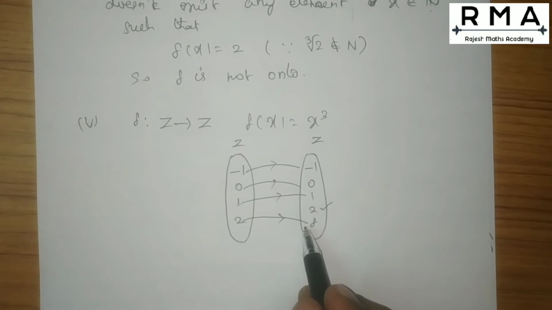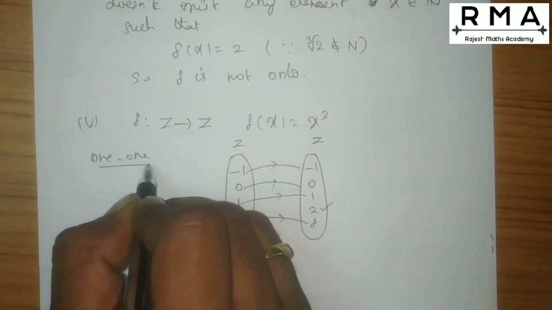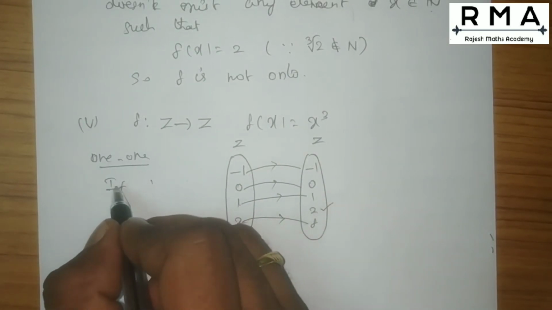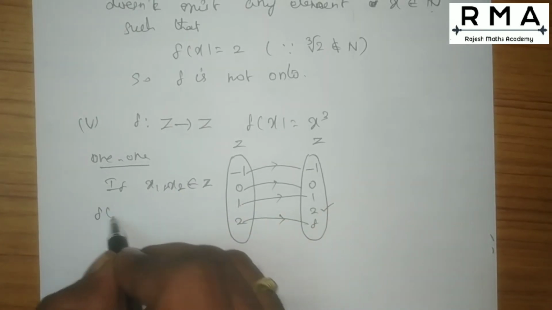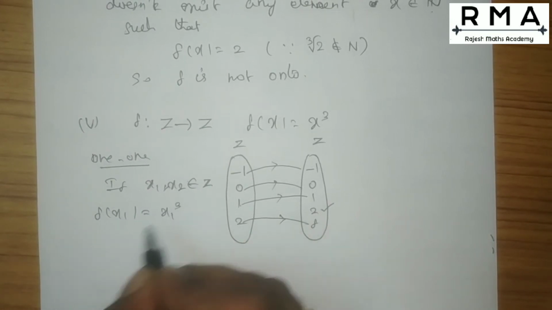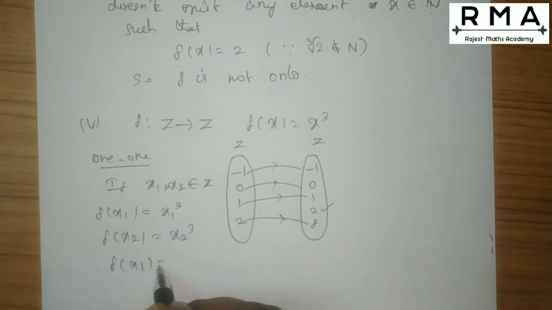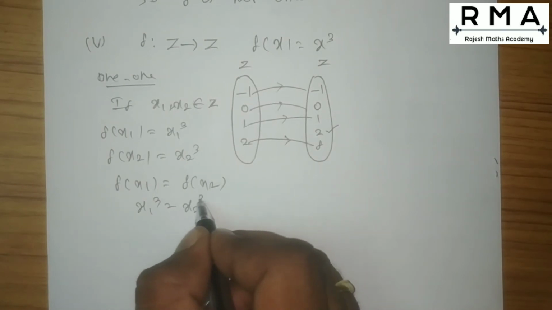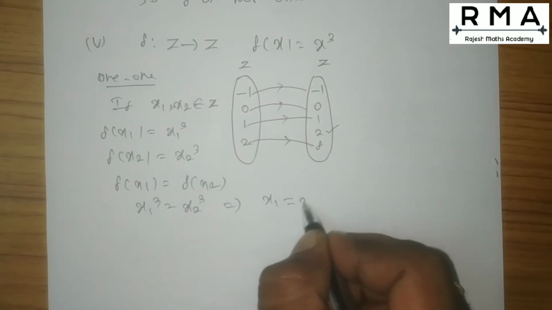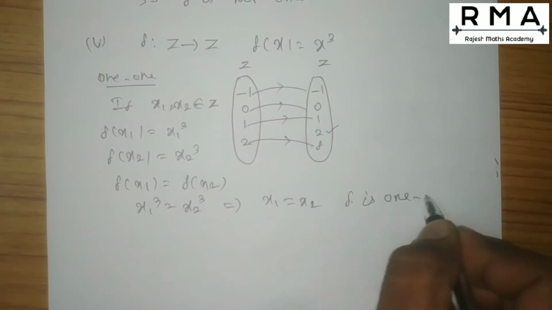Clear? So how to write the 1-1 proof now? Let x1, x2 belong to integers. f of x1 equals x1 cube, and f of x2 equals x2 cube. If I take f of x1 equal to f of x2, then x1 cube equals x2 cube. This implies, as in the previous problem, x1 equals x2. So therefore f is 1-1.